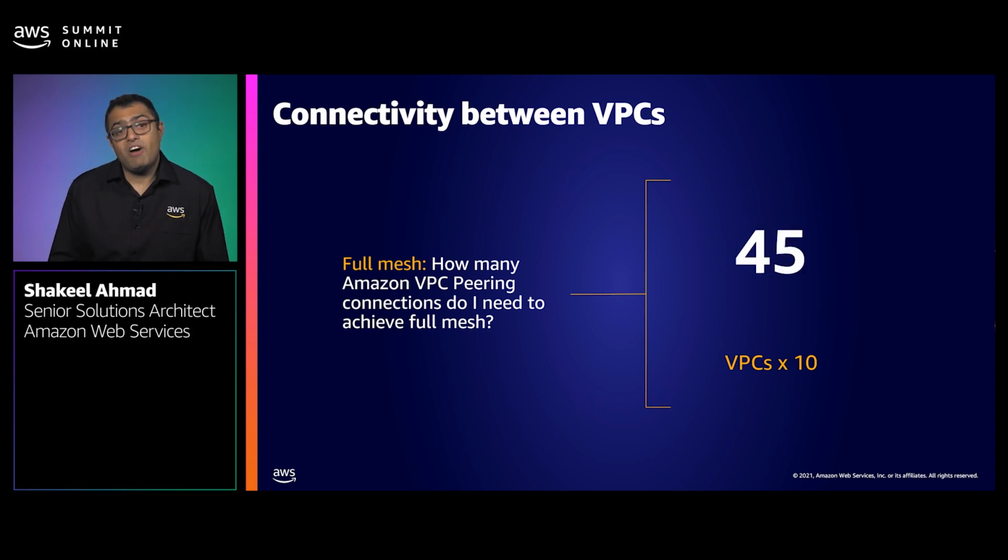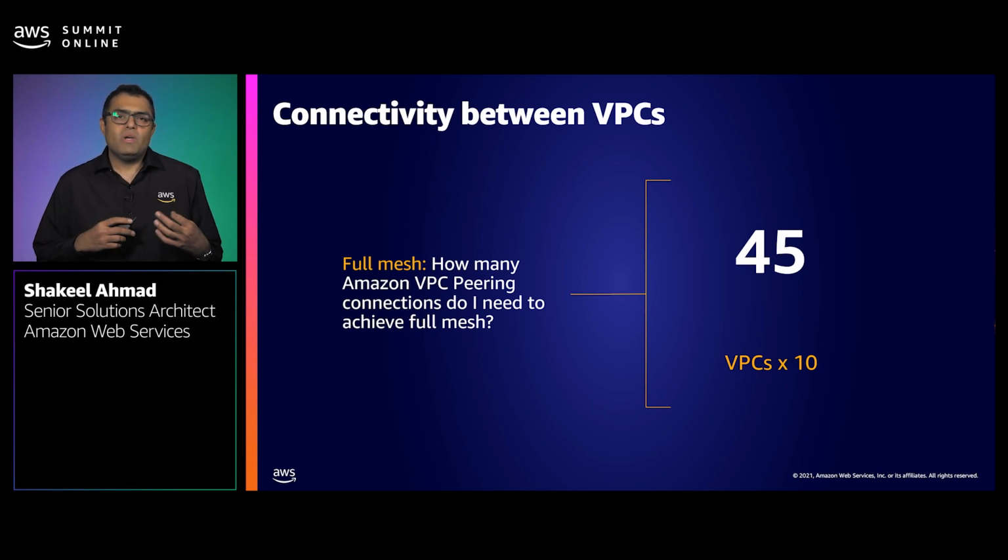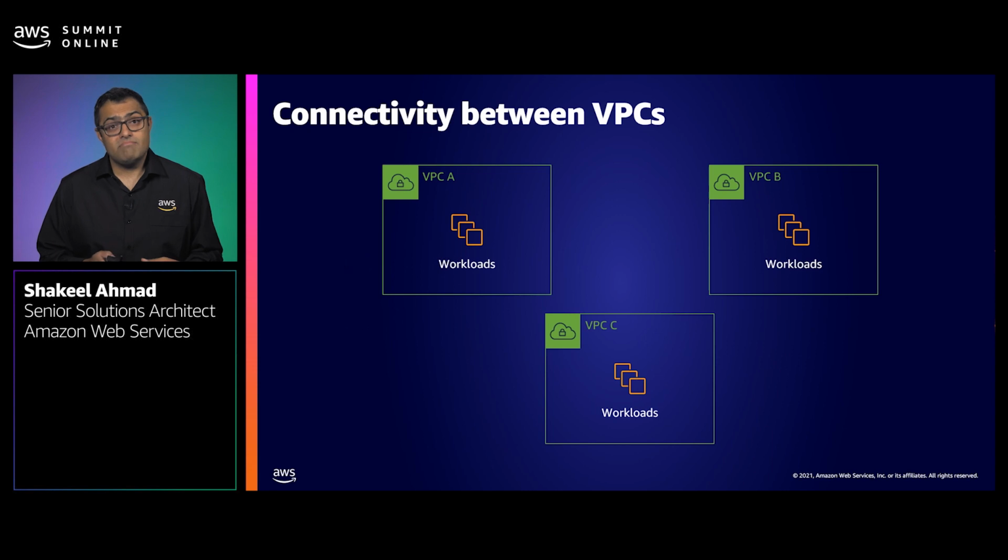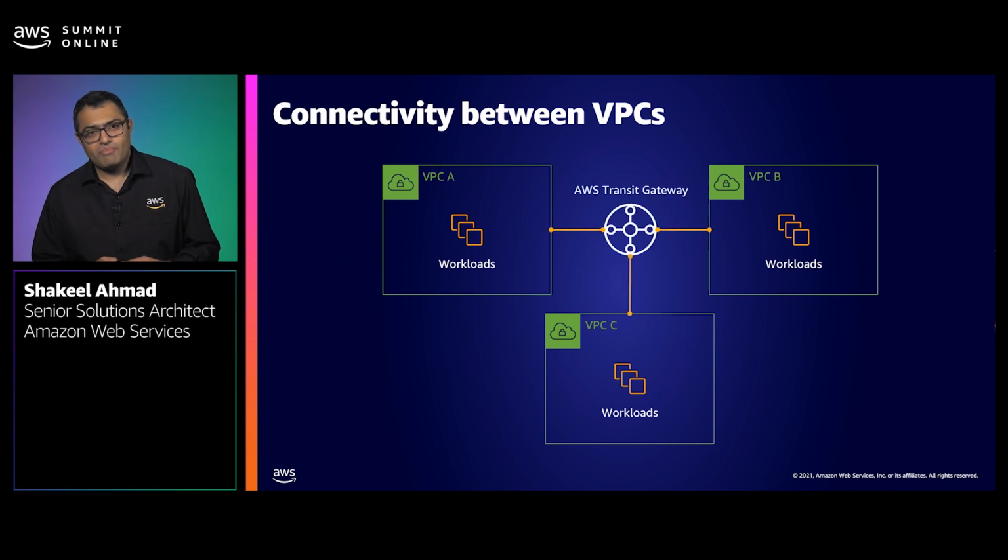The answer is 45 VPC peering connections. Now, you can imagine how this can overcomplicate your environment, and it wouldn't scale for a very large number of VPCs, right? So if you're looking for that large footprint and large scale, how do we solve this problem? The answer is Transit Gateway.